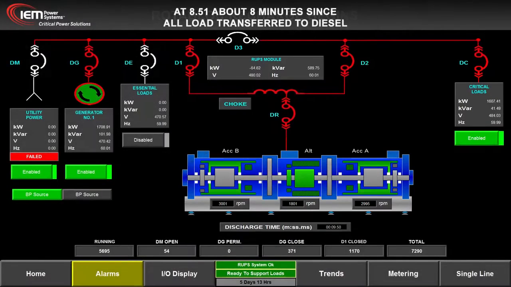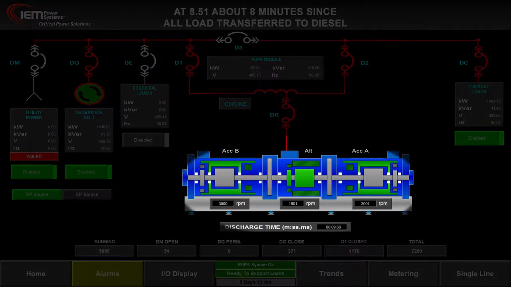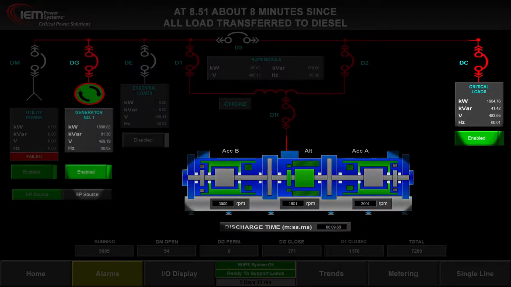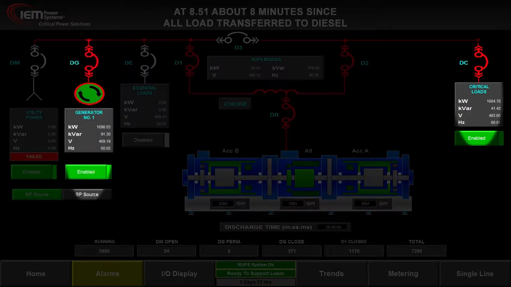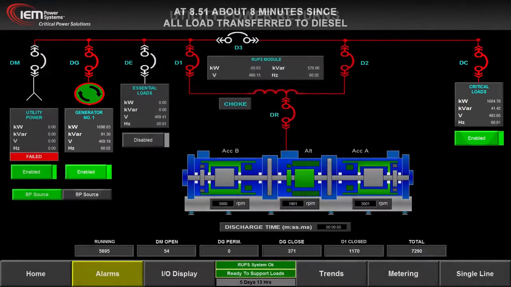About 8 minutes since all load transferred to diesel. The Rotabloc is fully charged at 3000 RPM and ready to act as a UPS. Discharge time is 9.6 seconds based on the 1600 kilowatts of critical load. The genset continues to feed conditioned power to the critical load.